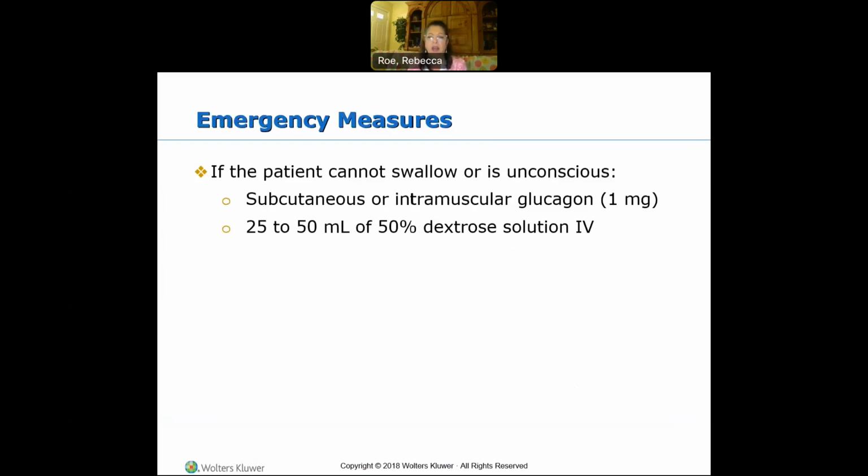If the patient cannot swallow, or if they lose consciousness, of course, you're going to call for emergency management to come, but they're going to give them some glucagon. They can give it sub-Q or IM, and they can also give them some dextrose in an IV solution. There is a Bristojet or a syringe that has about 50 mils of D50, which is your concentrated dextrose solution that can go into IV. And that will get your blood sugar up really quickly.